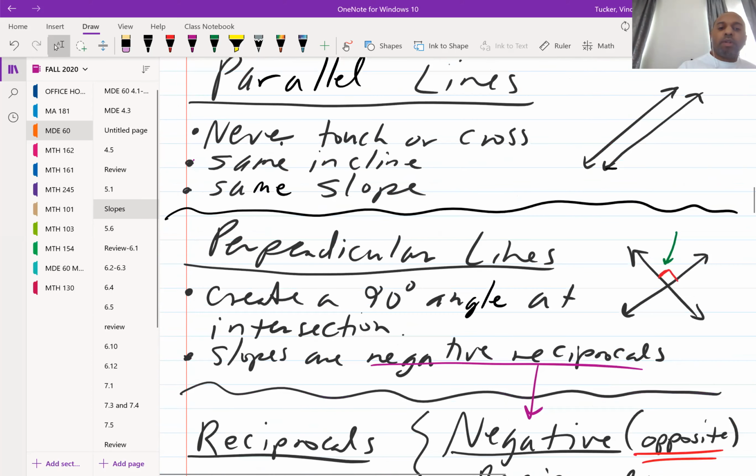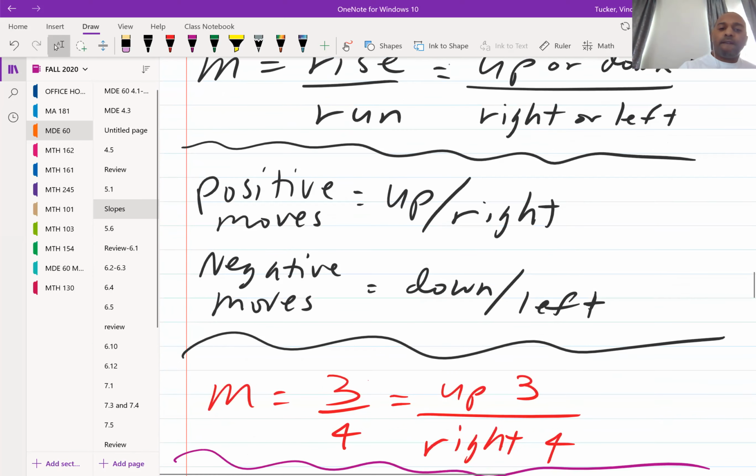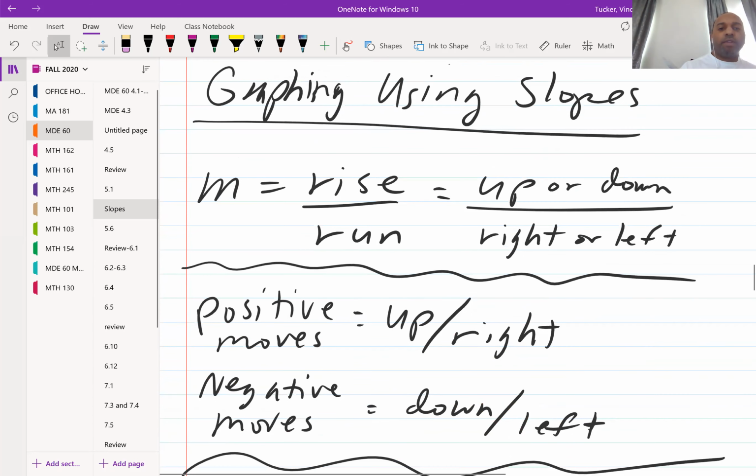All right, don't need parallel lines or perpendicular lines. All right, so let's look at graphing using our slopes. As I mentioned, we're looking at rise over run. So your rise is going to represent your up or down movement. Your run is the right or left movement or shifting. So what dictates whether you go up, down, right, or left will be whether you have a positive or negative number. So your positive moves are up and right, your negative moves are down and left.